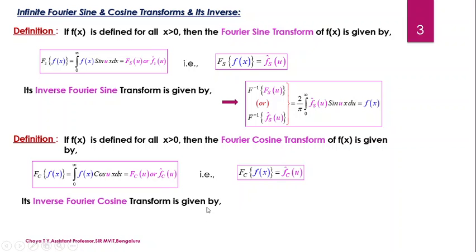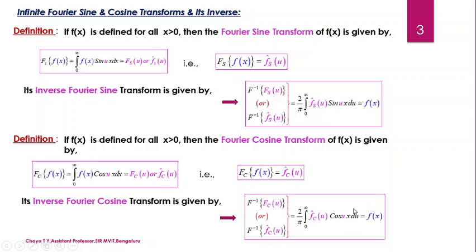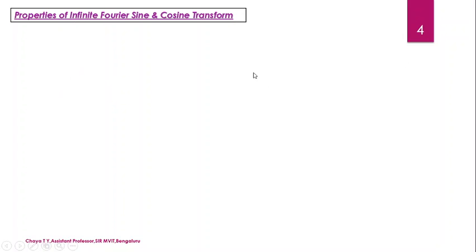Its inverse Fourier cosine transform is therefore given by the expression f of x is equal to 2 divided by pi integral 0 to infinity Fc cap of u cos ux dx, or I can also write it as F inverse of Fc of u or F inverse of Fc cap of u. Okay, so this is the definition or the mathematical way of representing the infinite Fourier sine transform, its inverse, the infinite Fourier cosine transform and its inverse. Okay, so now we are going to consider a few properties of the infinite Fourier sine and cosine transform.